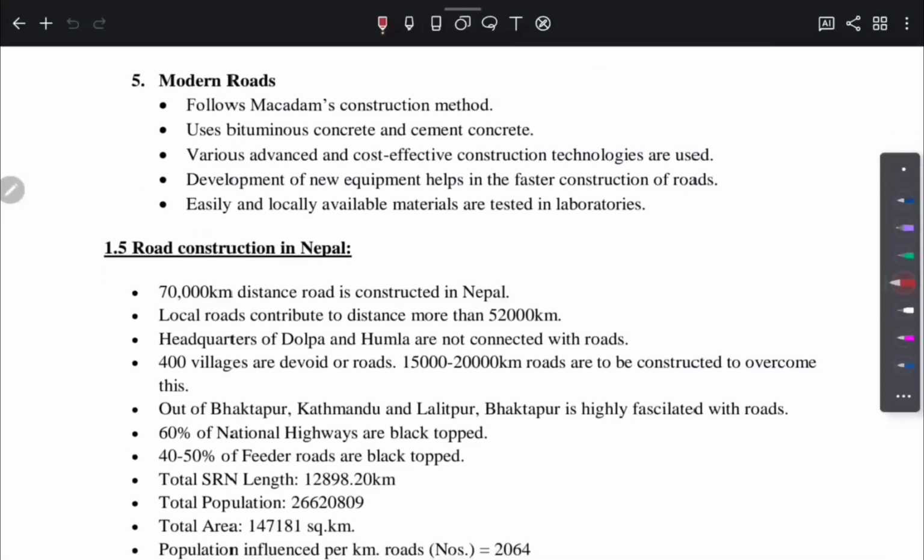Then come the modern roads, which also follow the macadam construction method, and these are roads made of bituminous concrete and cement concrete materials, which include some advanced and cost-effective construction technologies. New equipment helped in the faster construction of roads, and till now it has become easier to test locally available materials.